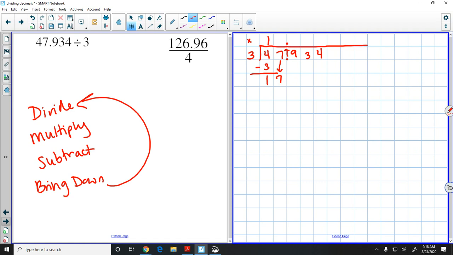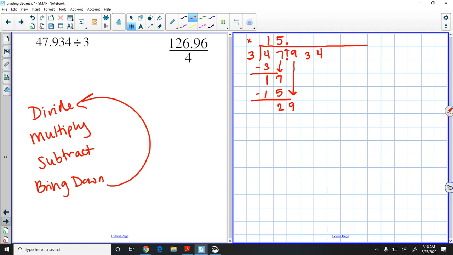Okay? 17 divided by 3, what's going to be my closest answer? And that's going to be 5. 3 times 5 is 15. Subtract. Answer's going to be 2. Bring down my 9. So 3 will go into 29 how many times?